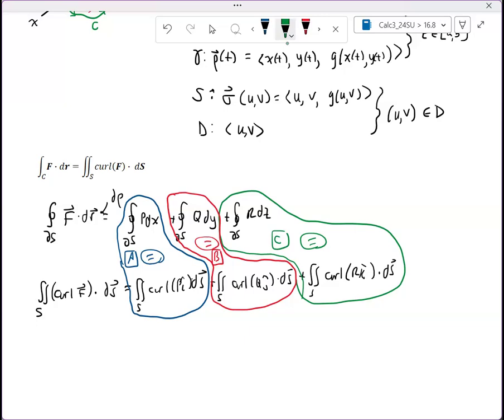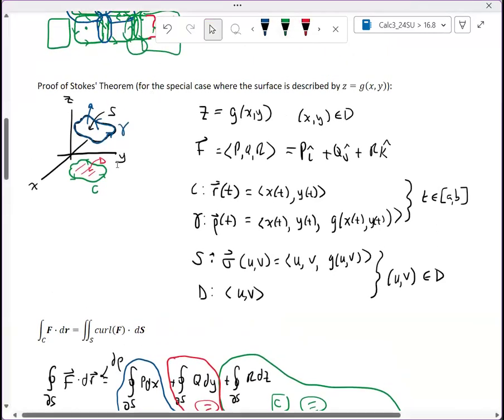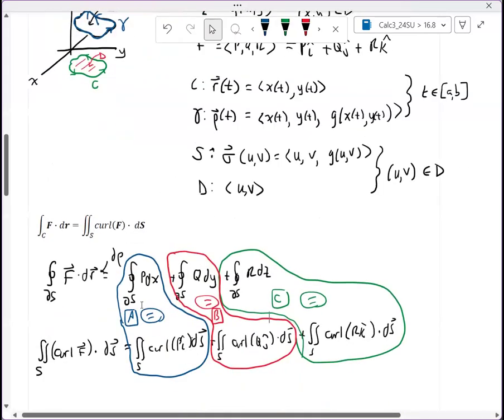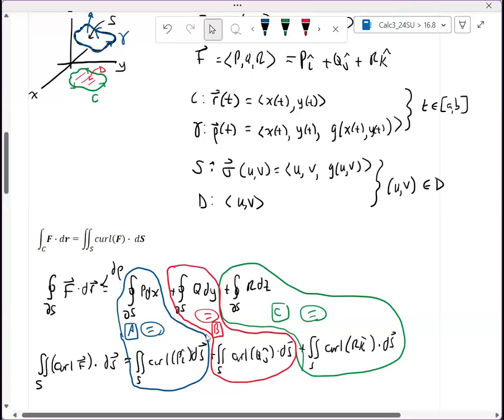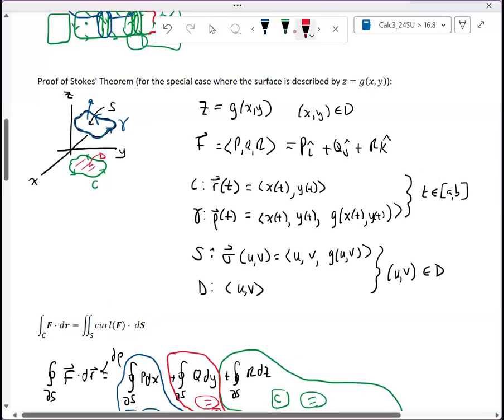Now, one thing that I might notice here is that the roles of X and Y are more or less interchangeable, right? So the arguments to support A are going to be the same as those to support B. We just swap variables. If we prove A, we just change P to Q, change X to Y, change i hat to j hat, more or less, and essentially the same argument gives me the same result. But note that C is different because Z is fundamentally different than X and Y, right? It's the output of the function giving rise to the surface, where X and Y are the inputs.